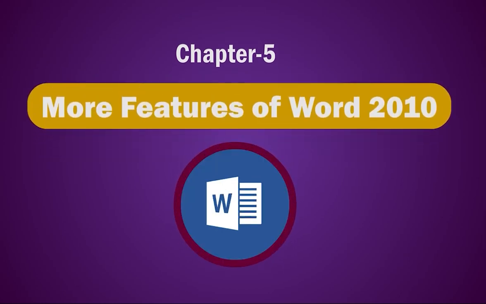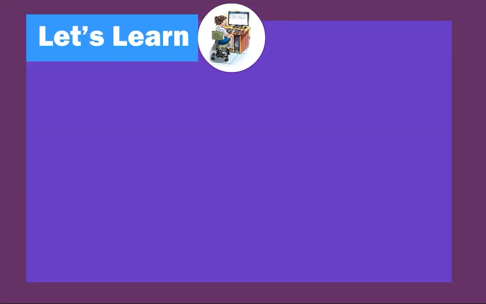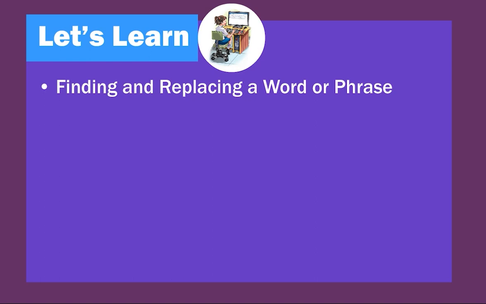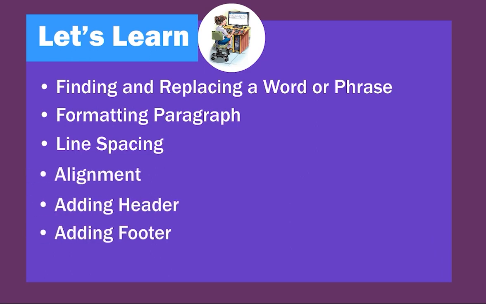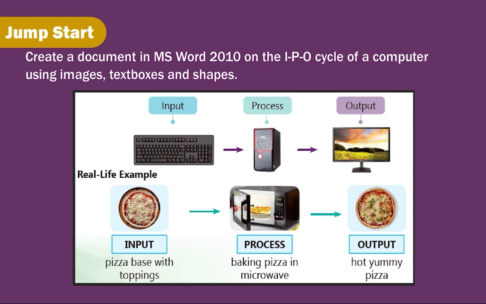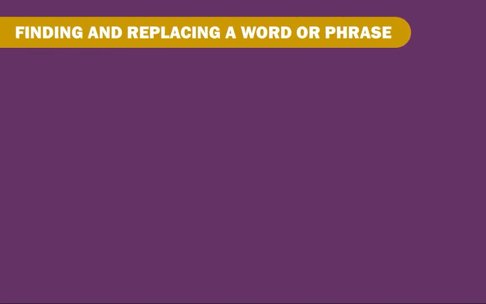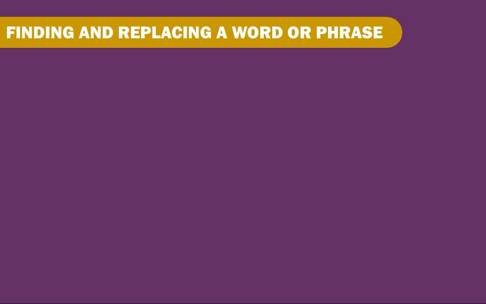Chapter 5: More Features of Word 2010. Let's learn finding and replacing a word or phrase, formatting paragraph, line spacing, alignment, adding header, adding footer, printing a document. Create a document in MS Word 2010 on the IPO cycle of a computer using image, text boxes and shapes. Finding and replacing a word or phrase.